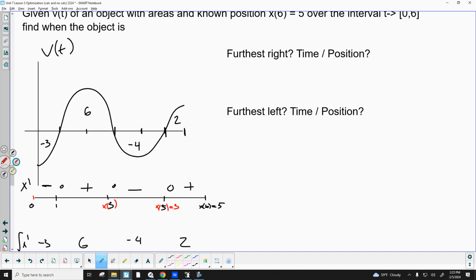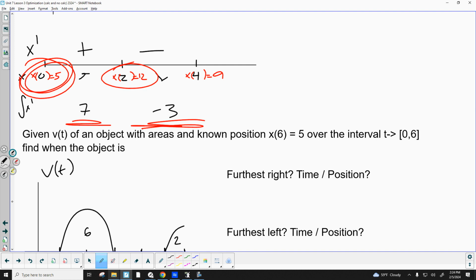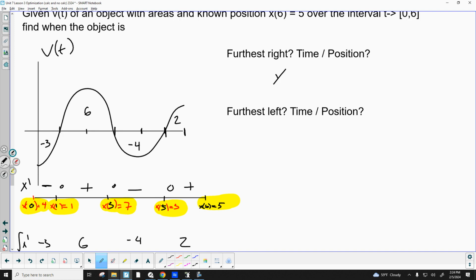Subtract negative 4, I must be coming from 7. Subtract positive 6, I got 1. Subtract negative 3, I must be coming from 4. I got every single candidate figured out and written down. The largest one is when I'm furthest right. The smallest one is when I'm furthest left.